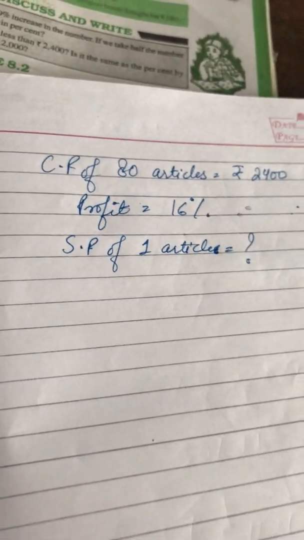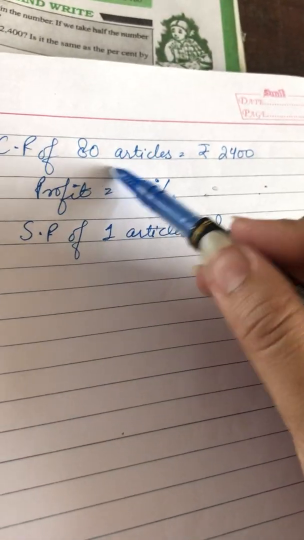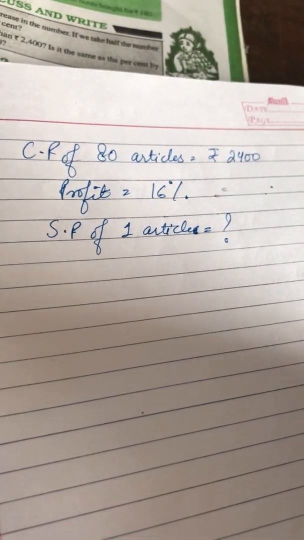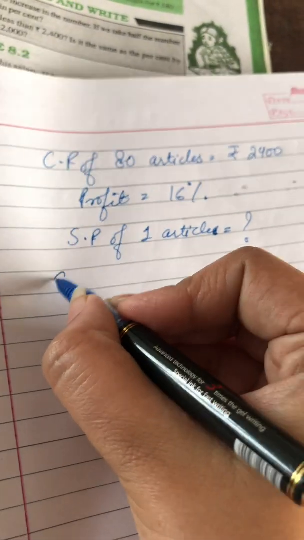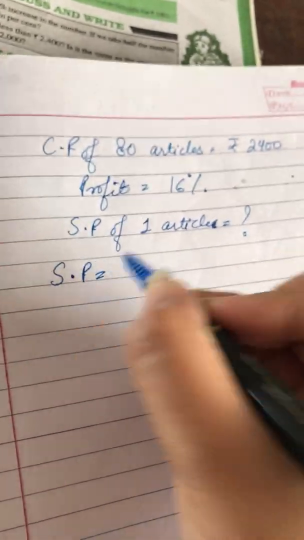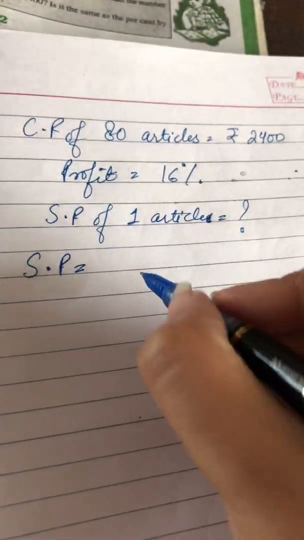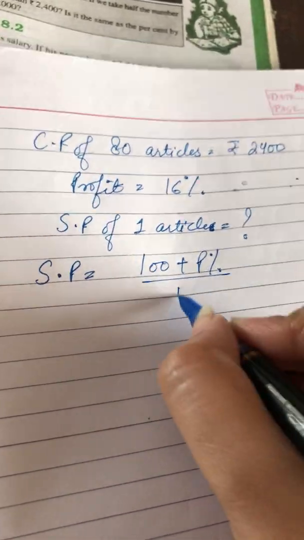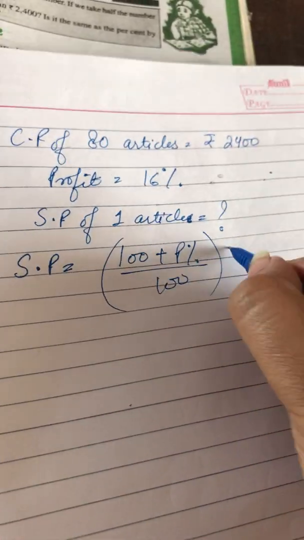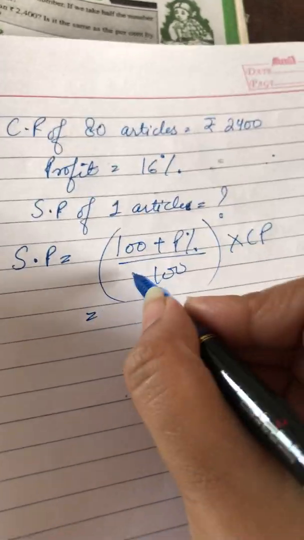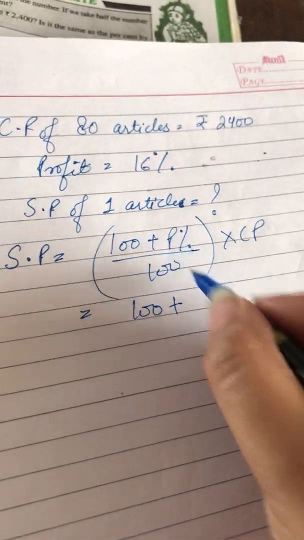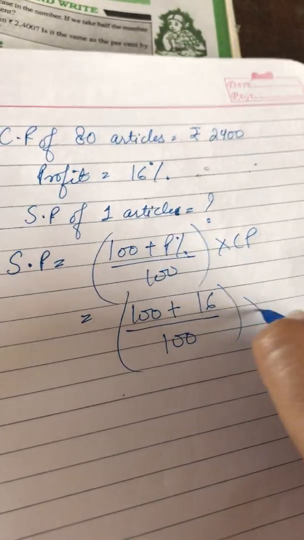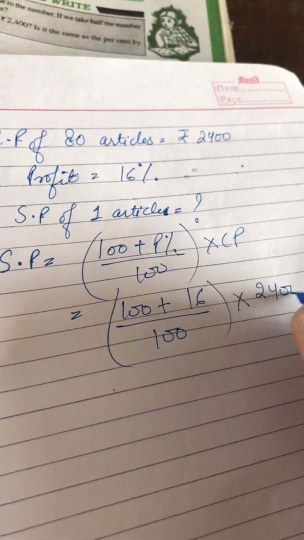Now first of all, we can find the selling price of 80 articles. Okay, directly we can find it out. I had told you the formula also. In my previous video I had explained how to find the selling price directly. It is (100 plus profit percent) upon 100 into CP. 100 plus, how much is profit percent? 16, upon 100, into cost price, which is 2400.